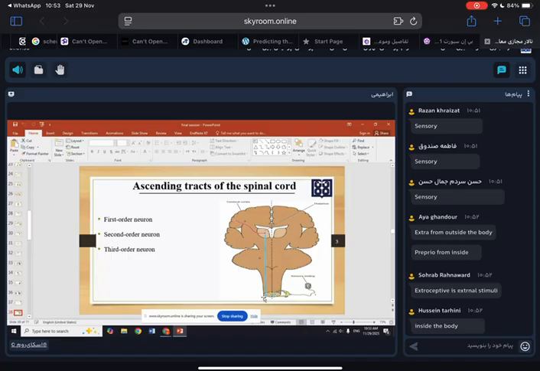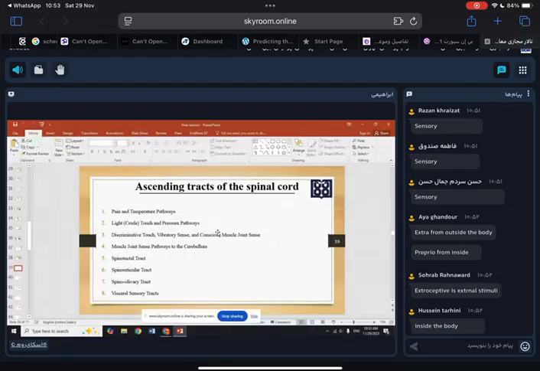In most of the tracts, the second order neuron is located at the spinal cord. After that, it ascends and goes to the third order neuron. The third order neuron is located at the thalamus, amplifying the sense in the thalamus, and after that sending the sensory information into related parts of the cerebral cortex. This is the main definition for the ascending tract.